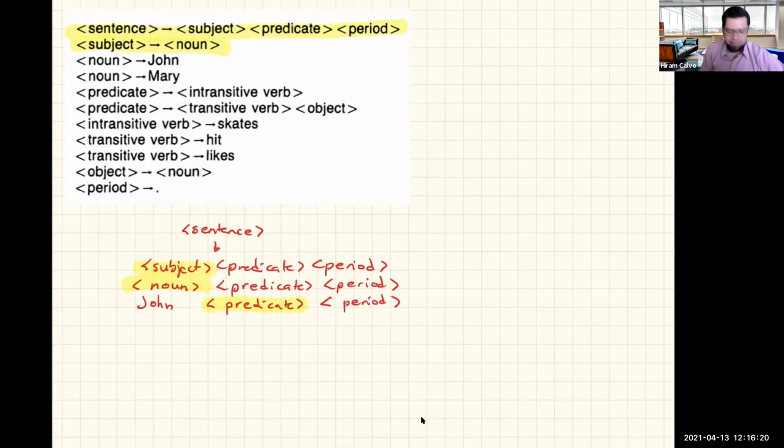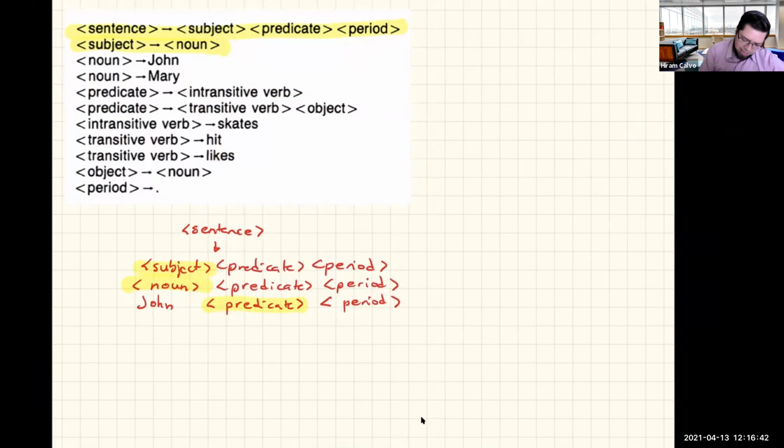Of course, this is a very simple grammar and it has two kinds of predicate. One is just an intransitive verb, such as rain, and the other one is a transitive verb. And we will see what kind of transitive verbs we can have. We have two examples here, hit and likes. We will go to that part.